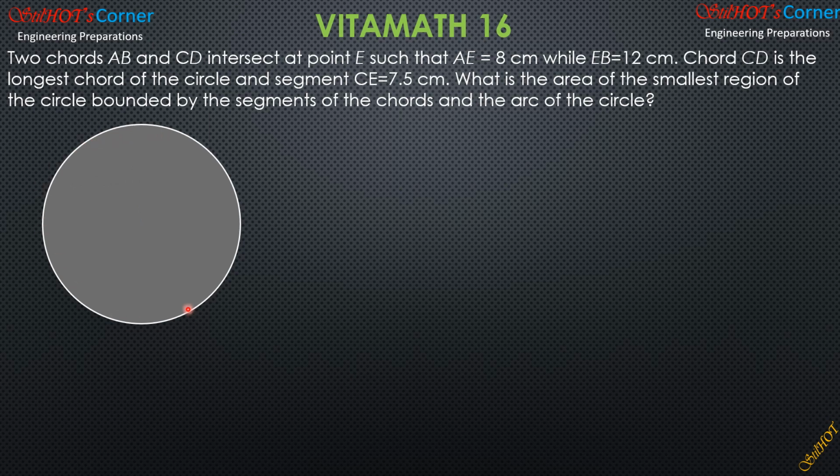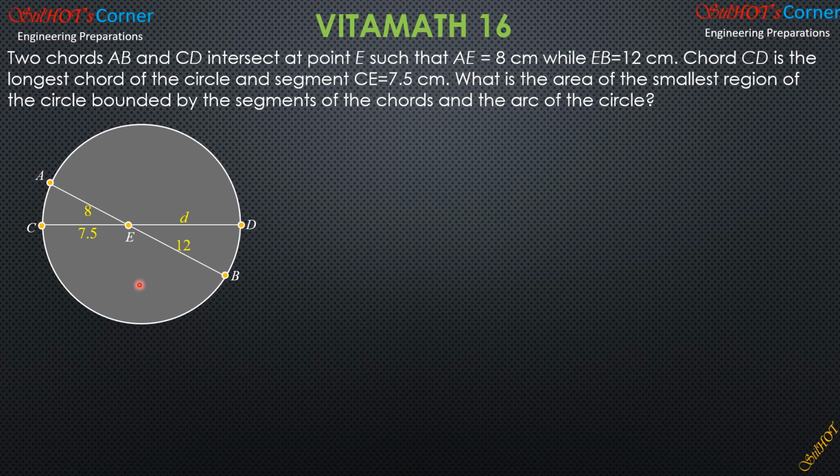So to help visualize the situation, let's have the figure. So this is the circle, and let's draw chord AB and the intersection with the other chord CD at point E, and this is the longest chord. The longest chord in a circle is the diameter of the circle. So let's label the given information such as AE, which is 8, EB, which is 12, one segment of the longest chord CE is 7.5 cm, and we will call ED the other segment of the longest chord, or the diameter, as D.